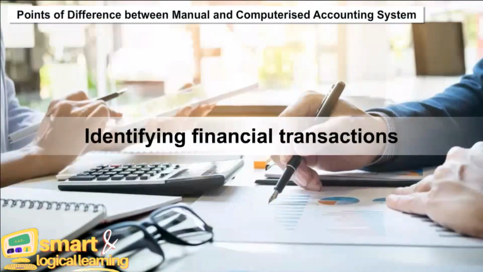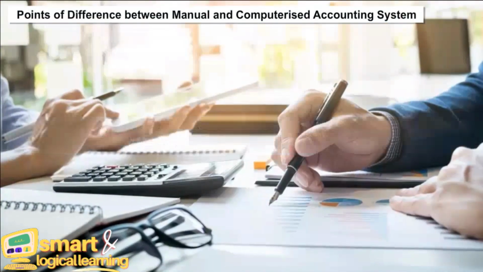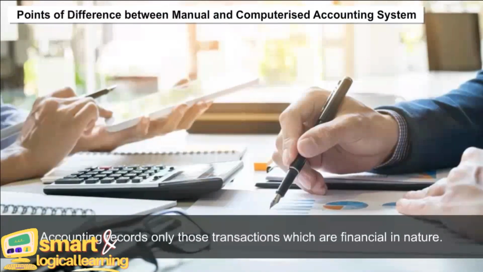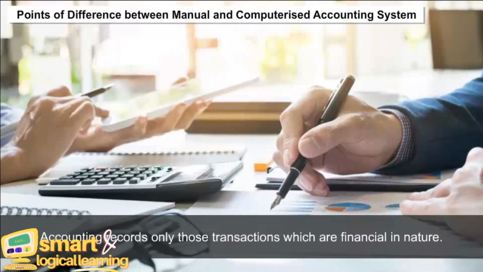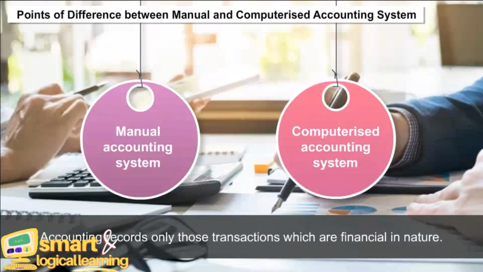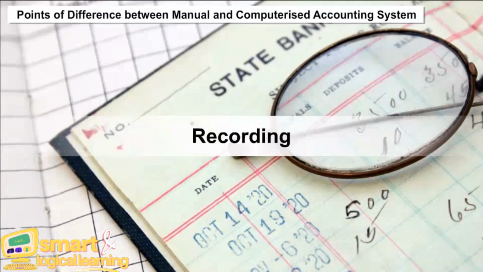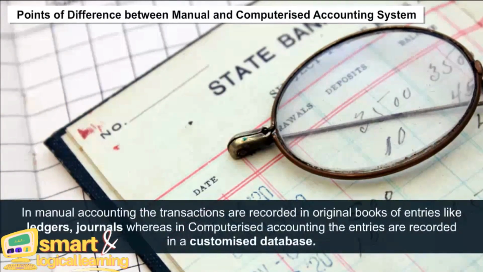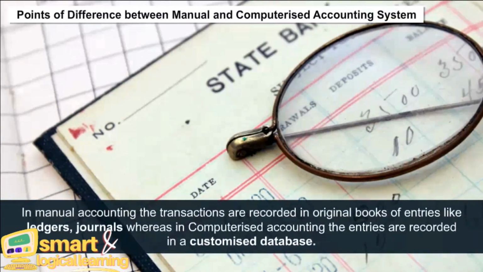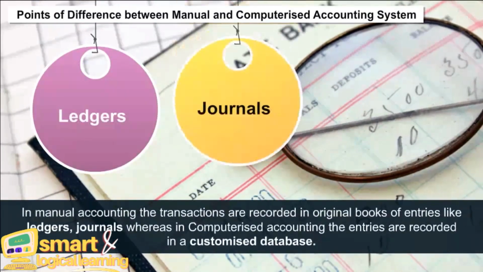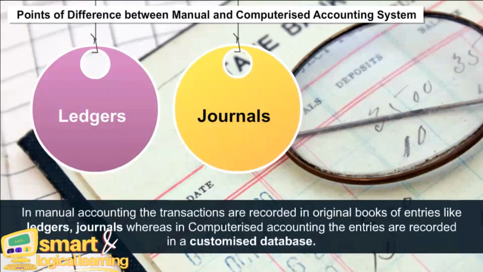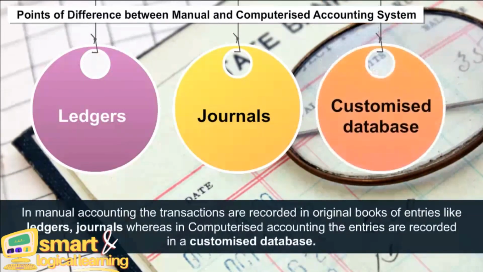Identifying financial transactions. Accounting records only those transactions which are financial in nature. This is common in both manual and computerized accounting system. Recording. In manual accounting, the transactions are recorded in original books of entries like ledgers, journals, whereas in computerized accounting, the entries are recorded in a customized database.